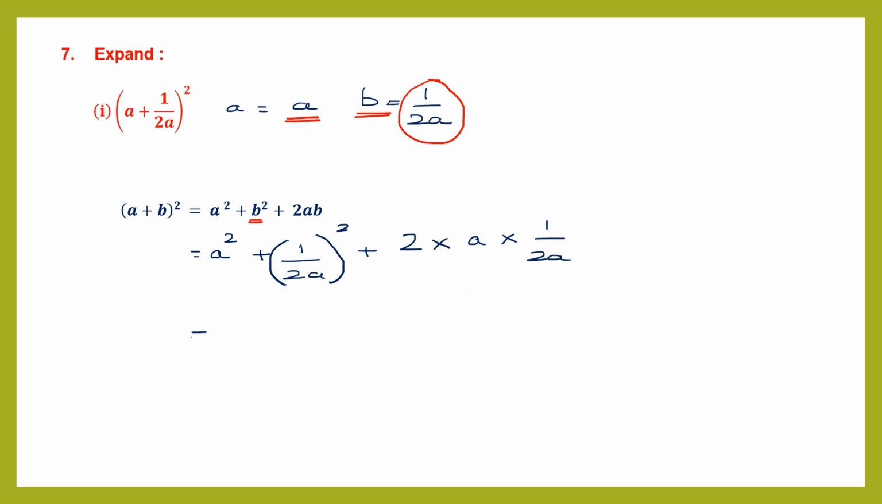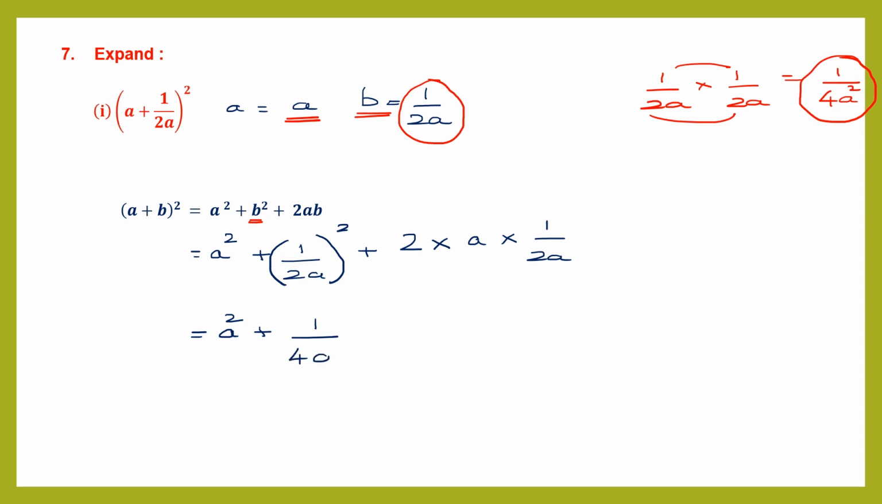So this will be a square is a square itself plus, now when we write the square of this, it will be 1 by 2a into 1 by 2a. So how do we do it? 1 into 1 is 1. In the denominator, 2 twos are 4. a into a is a square. So we get 1 by 4a square, which we can write here.